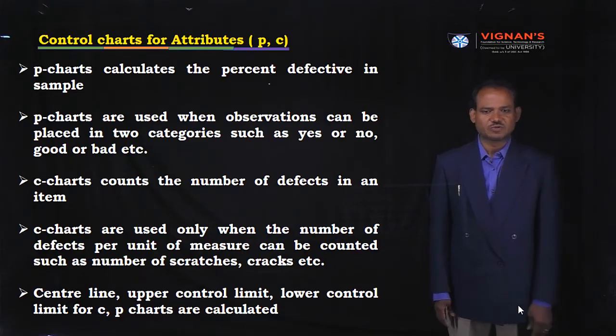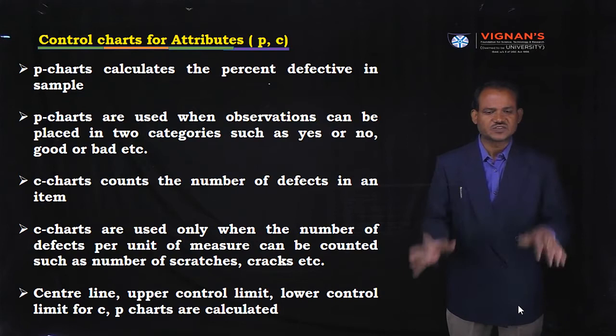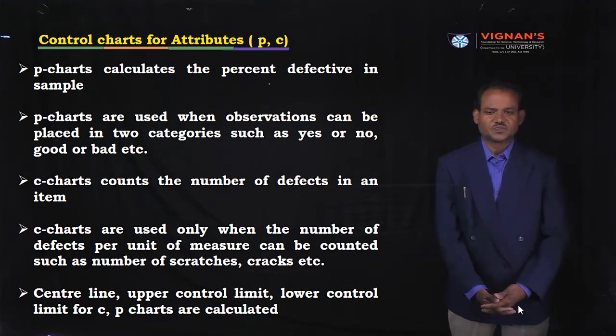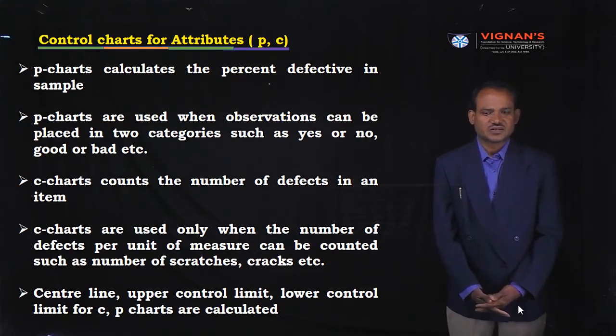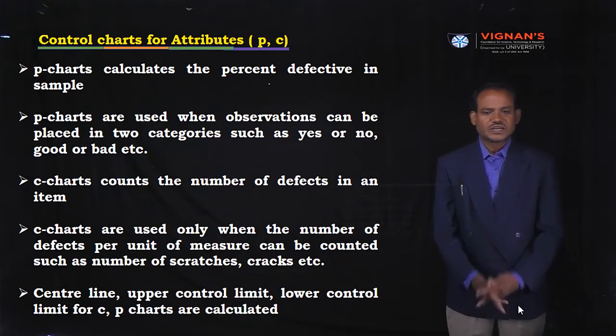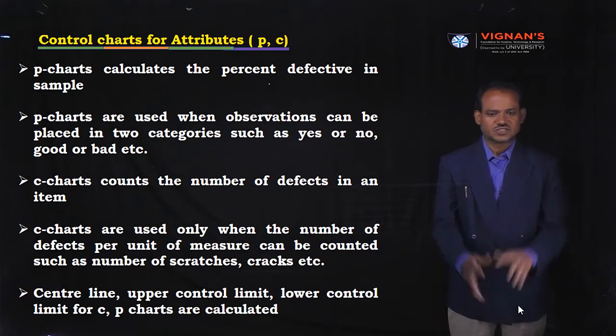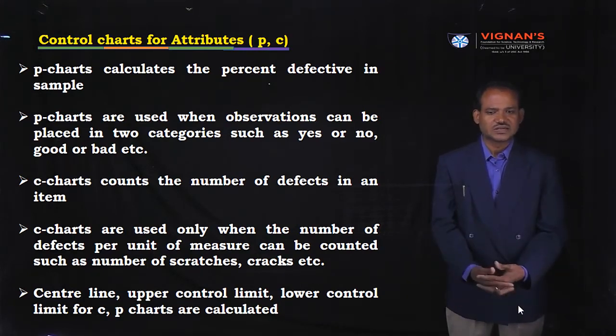Slide shows about control charts for attributes. There are two types of control charts as per our syllabus. One is the P chart, the second one is the C chart. Regarding these attributes charts, some points are there. First, we can concentrate one by one. P charts calculate the percent defective in a sample. How much percentage of defectives found, that we can observe from the P chart.